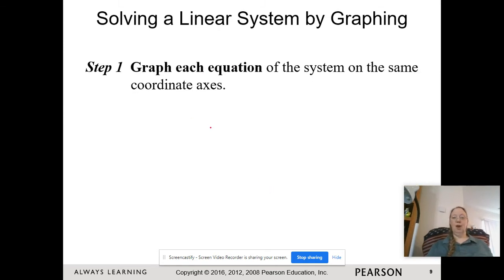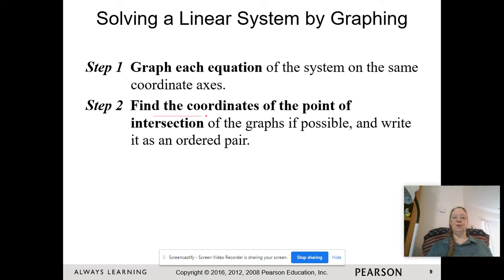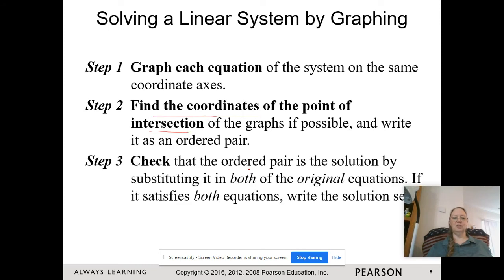Step 1, you're going to graph each equation. Step 2, you're going to find the coordinates of the intersection and check your answer. Now, guys, I understand when you're graphing, it's not exact. It's really hard to graph exactly unless you're using basically a computer. So you're going to give an approximation, basically. So when you check it, it may not check exactly. Just giving you a heads up there, but it should come pretty close.